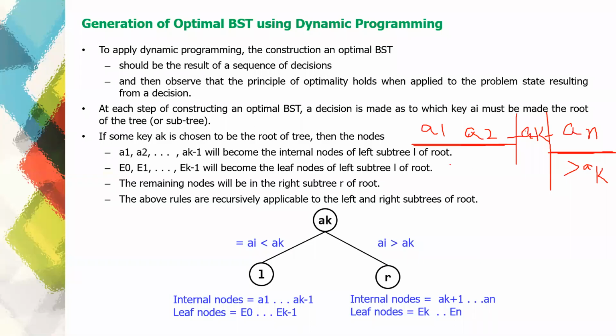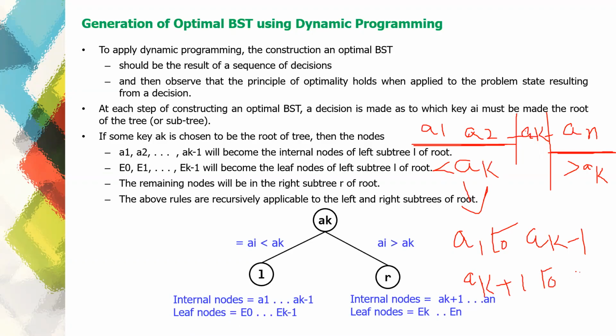The A1, these are all the values which are less than AK. Now, how can I represent all the values less than AK? It will be A1 to AK minus 1. How can I represent all the values greater than AK? It is AK plus 1 to AN. These are all the values that are greater than AK. Right? So that is what I have written here.